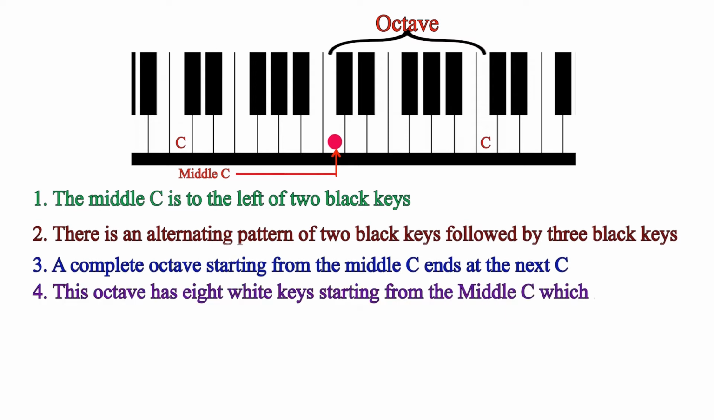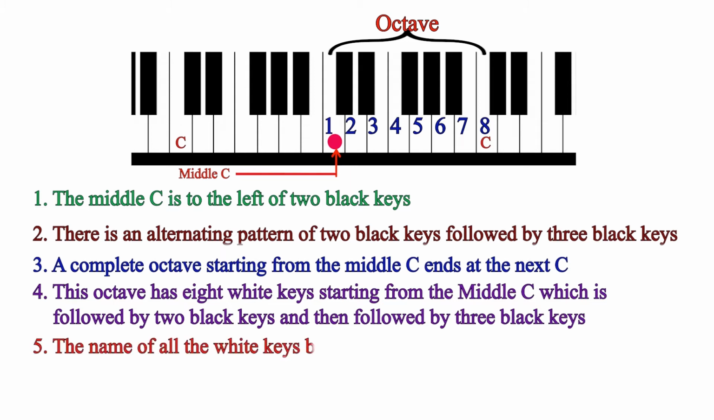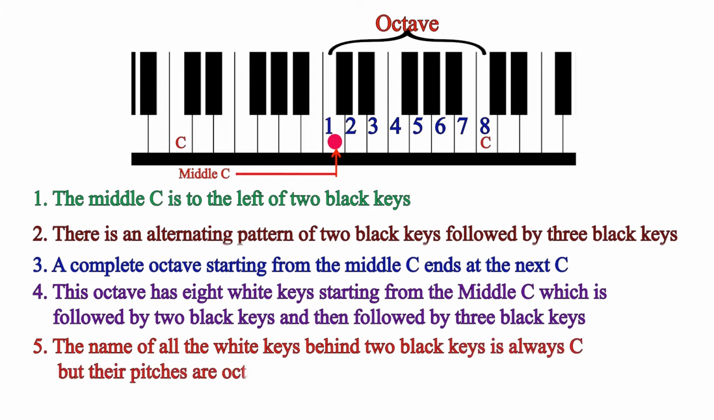This octave has 8 white keys, as you can see in the image, starting from the middle C, which is followed by 2 black keys and then followed by 3 black keys. The name of all the white keys behind 2 black keys, as I said before, is always C. But their pitches are octaves apart. For instance, listen to the sound of the middle C. Then the C, an octave below it, sounds, and the C, an octave above it, sounds.